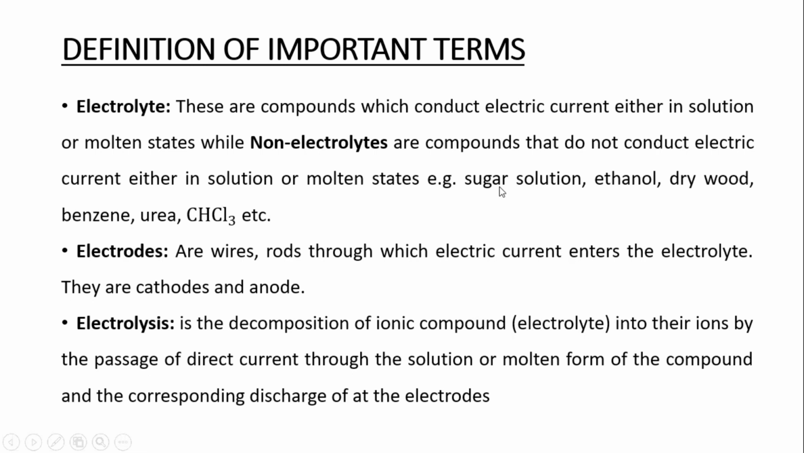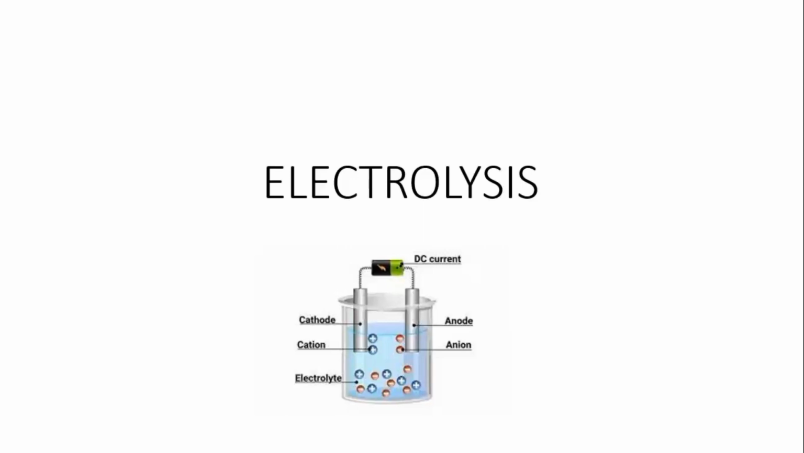Now, what is electrolysis? Electrolysis involves the decomposition of ionic compounds, that is the electrolytes, into their ions by the passage of direct current through the solution or molten form of the compound, followed by the corresponding discharge of these ions at the electrodes. Now let's have this typical diagram of electrolysis.